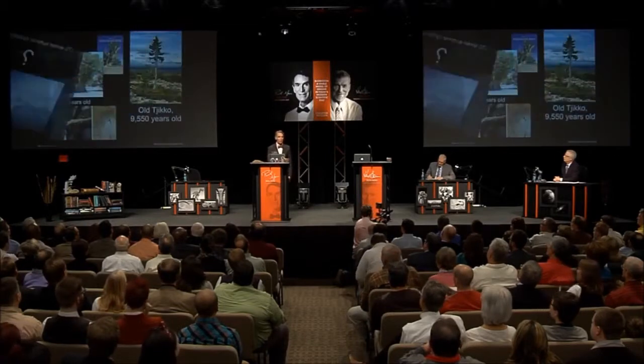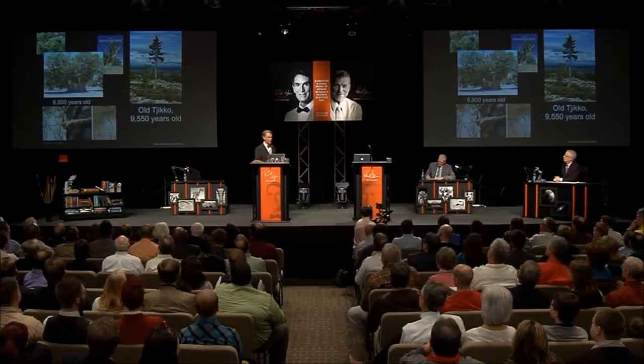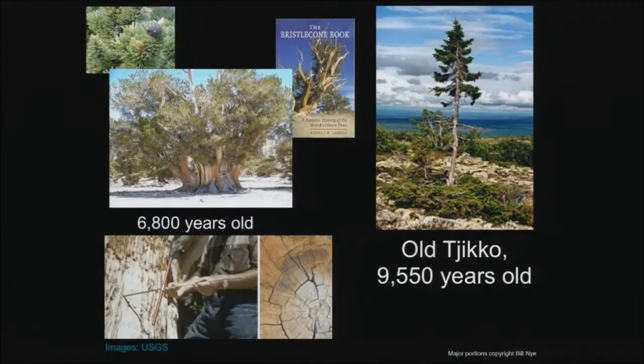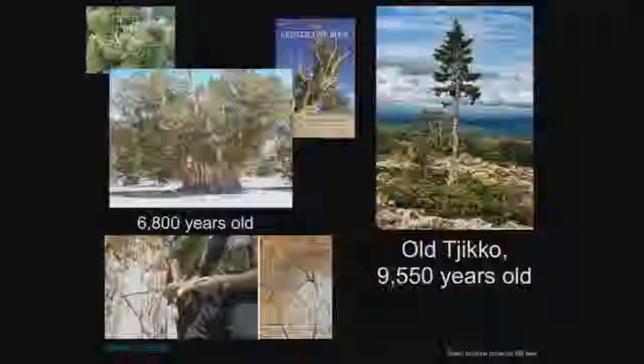If we go to California, we find enormous stands of bristlecone pines. Some of them are over 6,000 years old, 6,800 years old. There's a famous tree in Sweden, Old Tjikko, that is 9,550 years old. How could these trees be there if there was an enormous flood just 4,000 years ago?